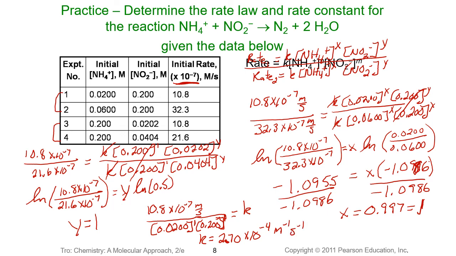So our overall rate equation is rate equals 2.70 times 10 to the -4th times our ammonium to the first power and our nitrite to the first power, to the first order. So overall, our reaction is a second order reaction.